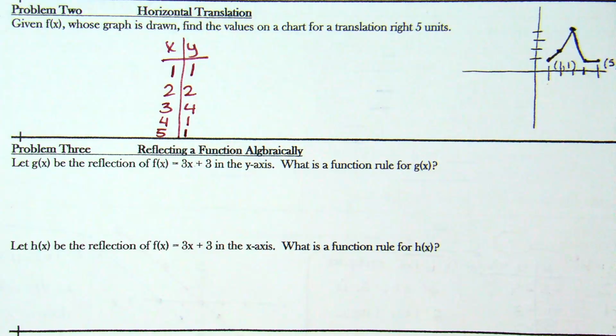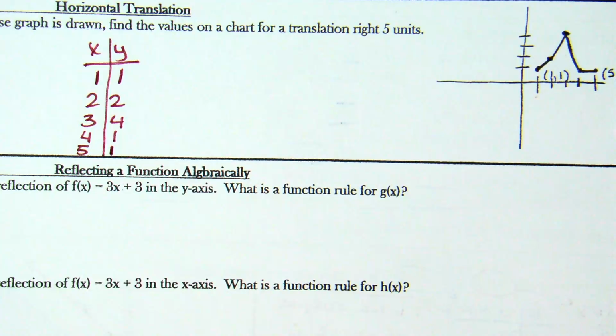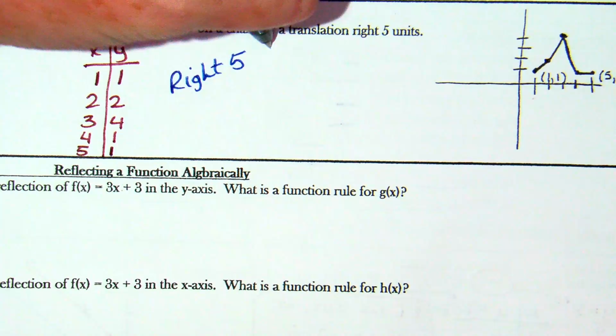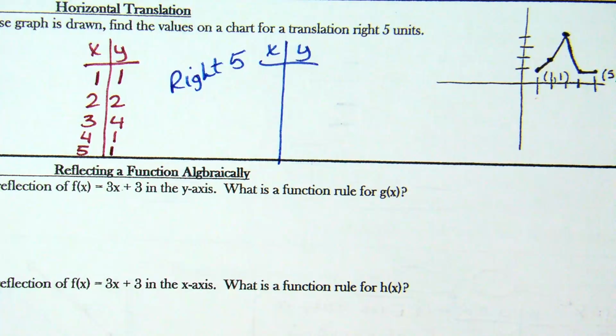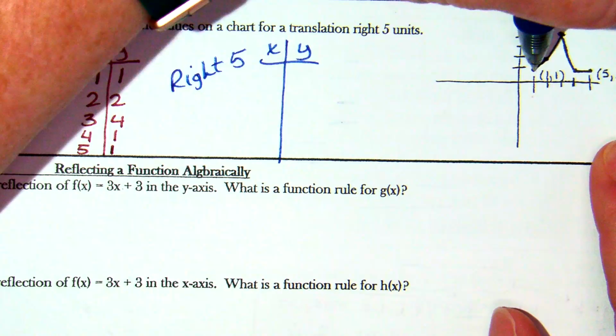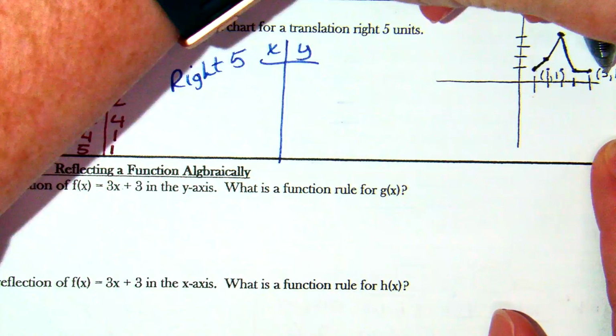Now, it asked us for, how was it phrased? Find the values on a chart for a translation, right 5. So what do these points look like when you move them right 5? So if I take this point 1, 1, and I move it right 5, where does it end up? 1, 2, 3, 4, 5. Where is that ending up?